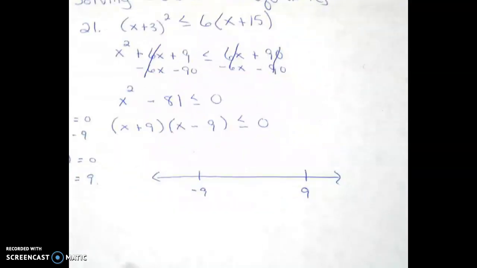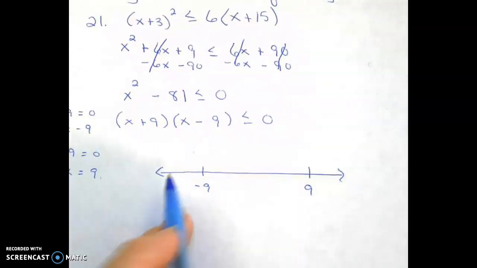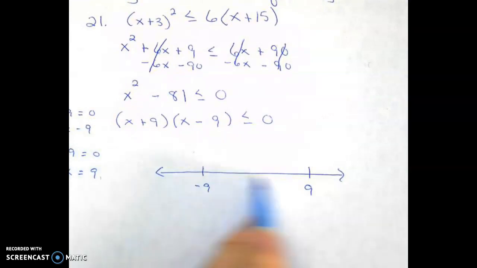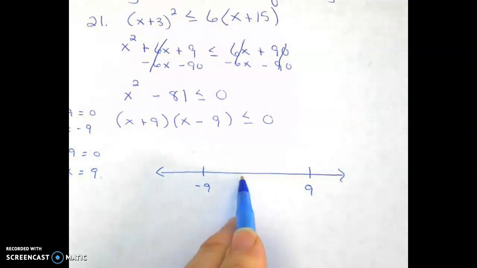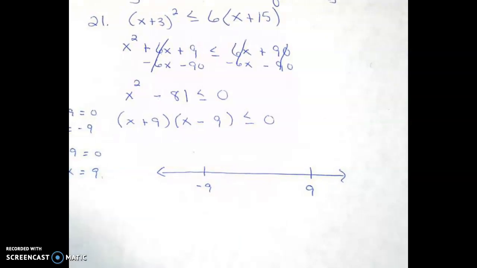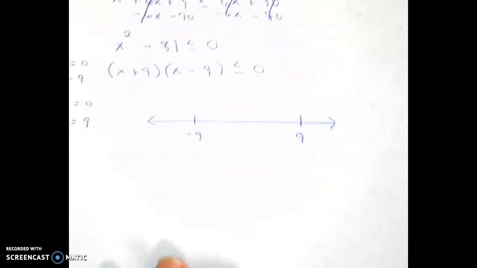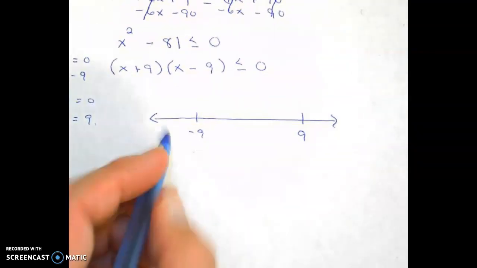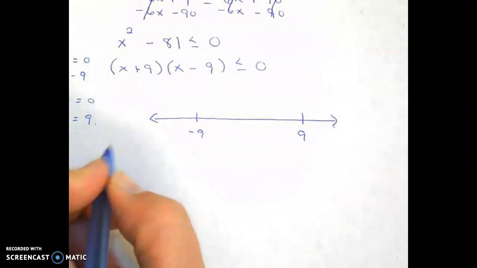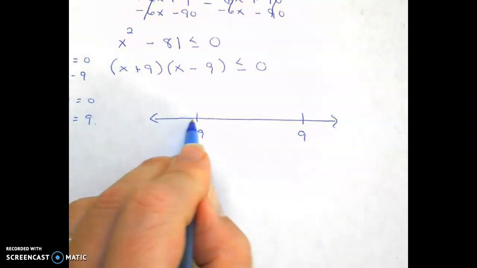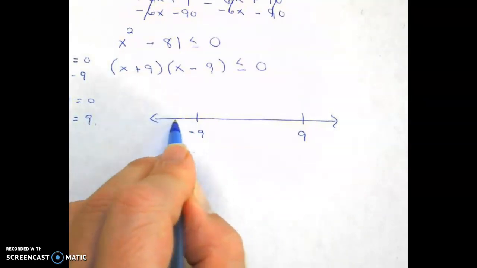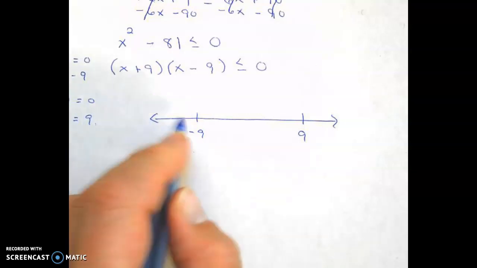Okay. Now, the solutions are either going to lie in this region over here, in between the two roots, or over here, or a combination of two. So we're going to test each region. So the first thing we're going to do is test this region over here. I'm going to pick a point to the left of -9. So let's choose -10.